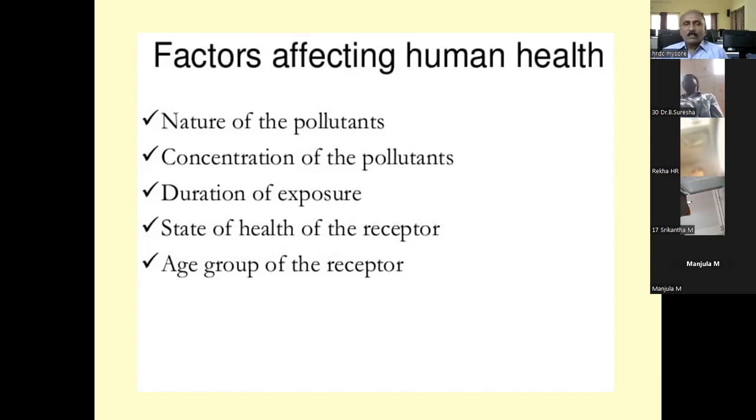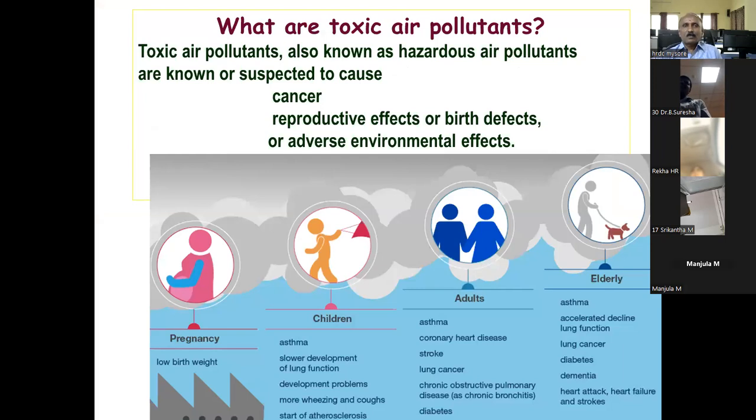Then comes the nature of the individual: what is the health status of the individual who is exposed to such pollutants? The person who is exposed is called a receptor. You are the one who receives the effects of pollutants. So you are the receptor. What is your state of health, and what is the age group of this receptor? Whether you are a small child, an adult, growing up, or an old aged person. All these factors affect human health.